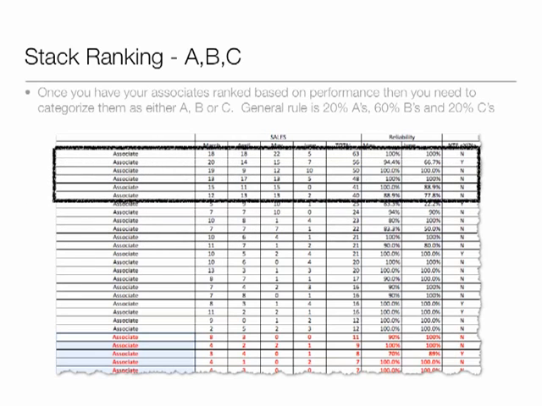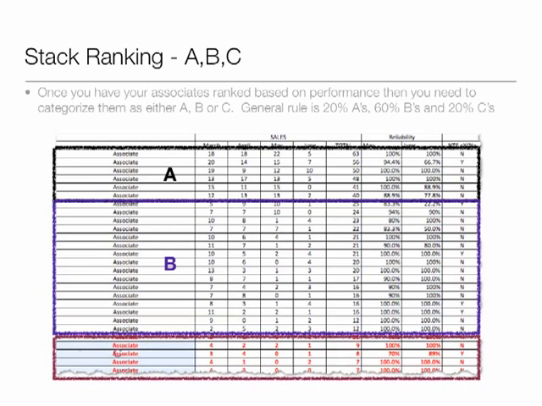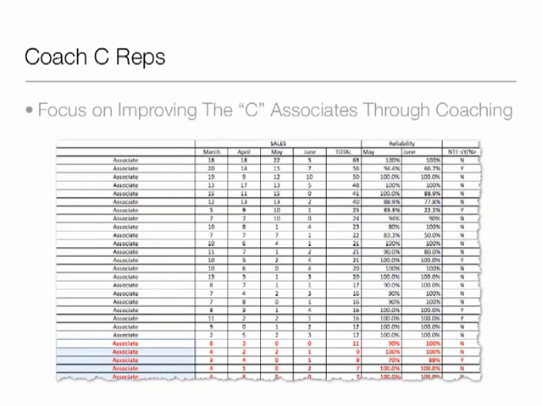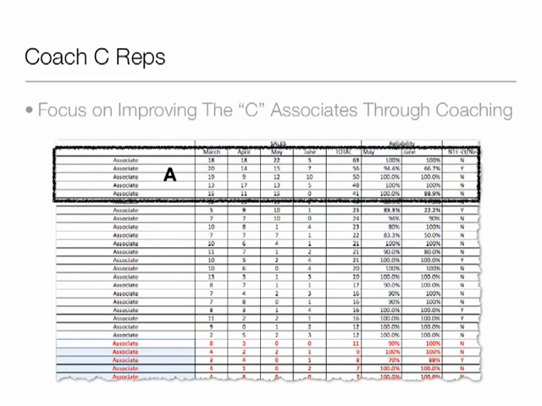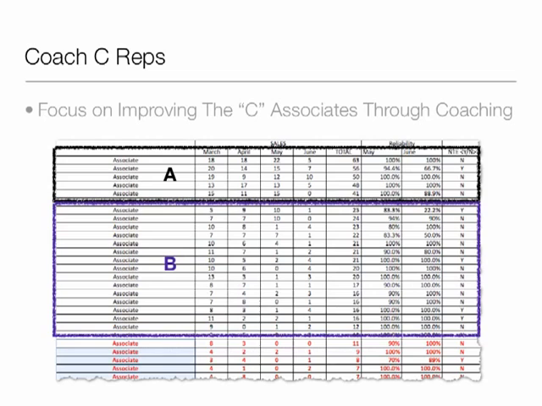Remember I talked about 20%. So this would be your A's. This would be your B's. And the bottom third would be your C's. So basically the overall goal is to focus on improving the C associates through coaching. So we're going to focus on the C's, and we'll look to focus on impacting this bottom third and try to improve those people.